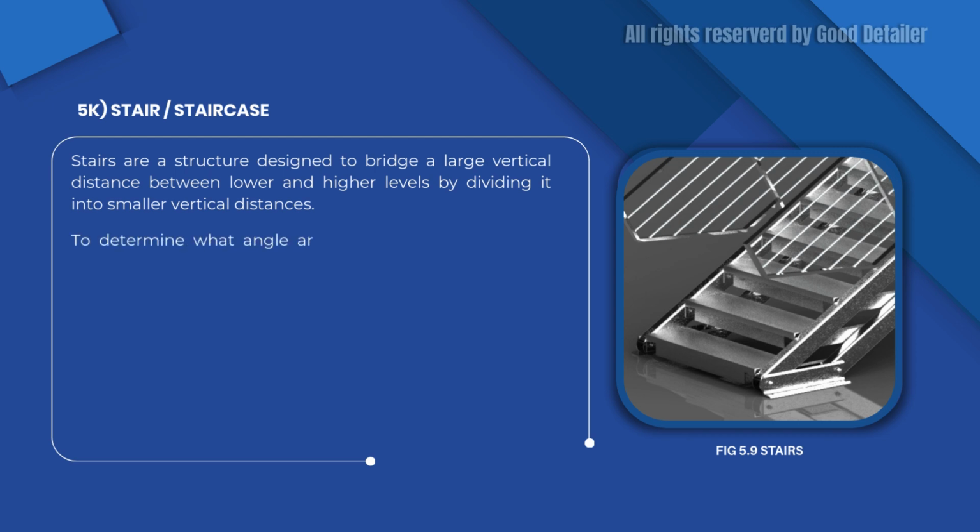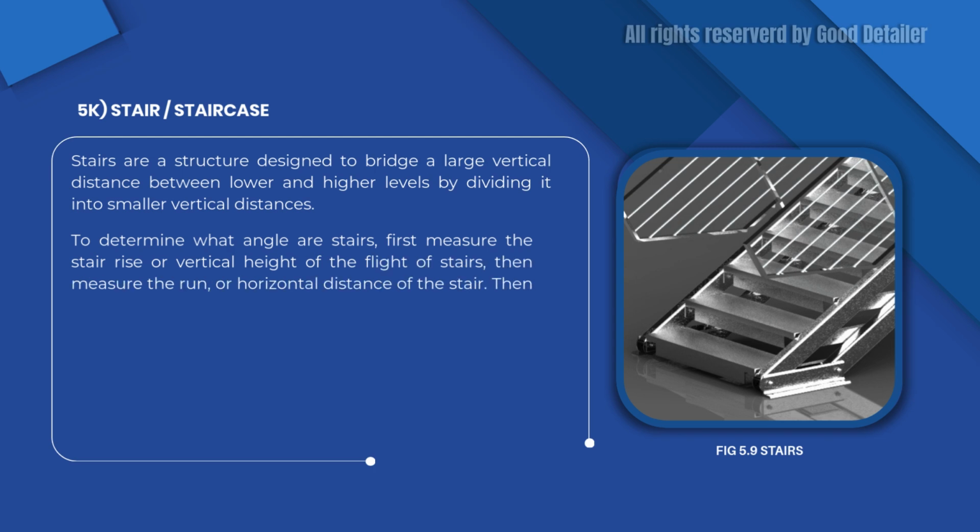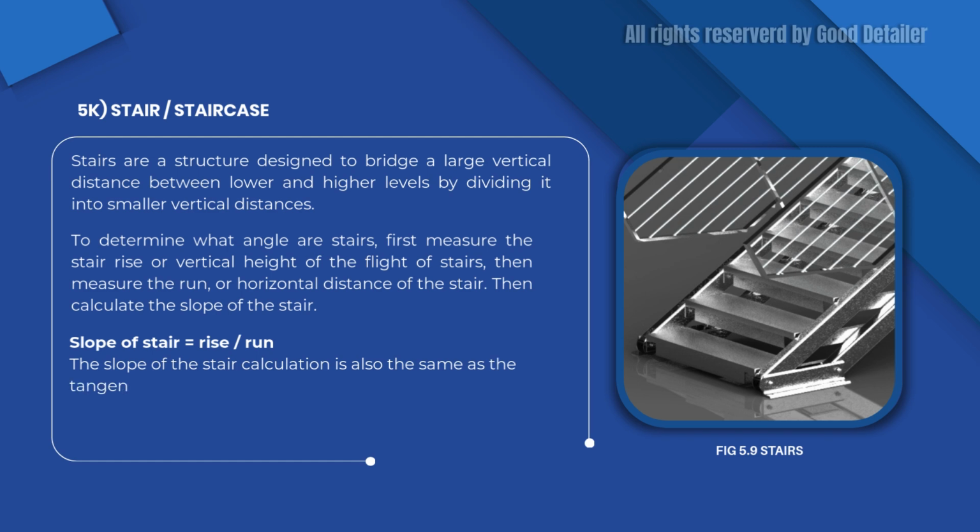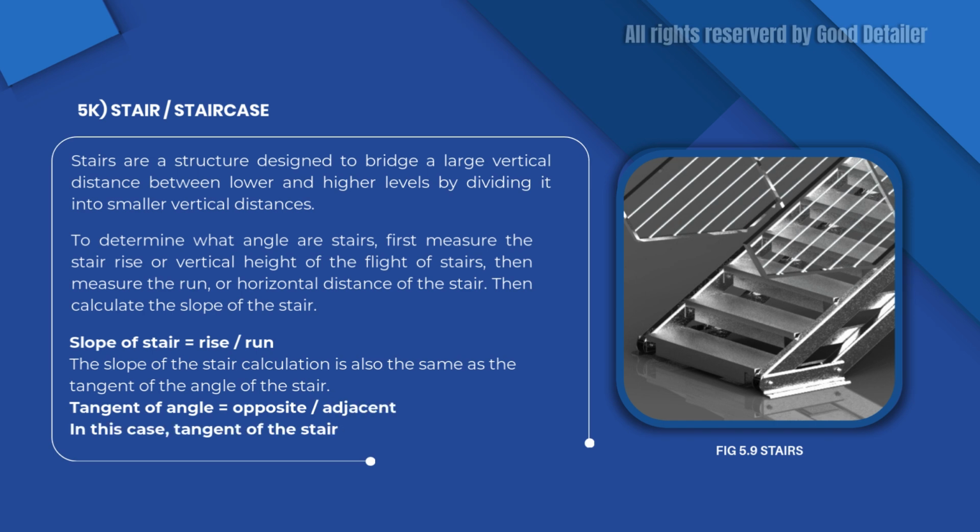To determine what angle the stairs are, first measure the stair rise or vertical height of the flight of stairs, then measure the run or horizontal distance of the stair. Then calculate the slope of the stair. Slope of stair equals rise divided by run. The slope of the stair calculation is also the same as the tangent of the angle of the stair. Tangent of angle equals opposite over adjacent. In this case, tangent of the stair angle equals rise divided by run.